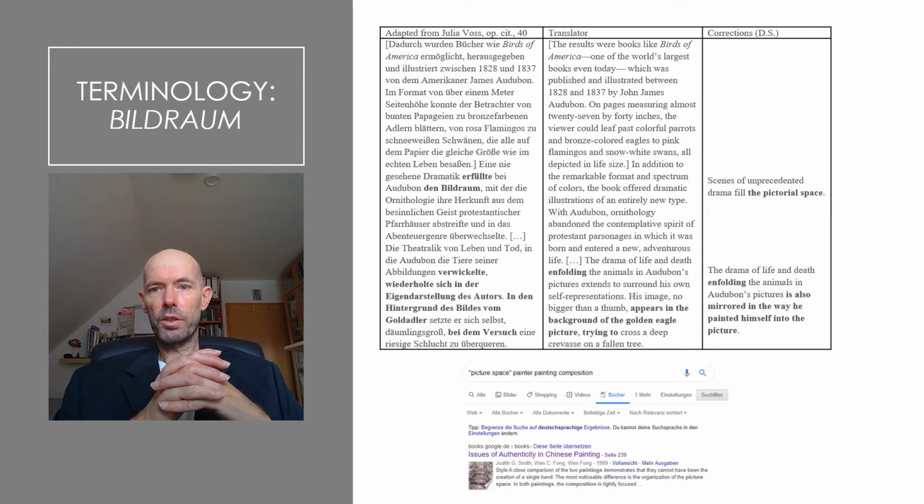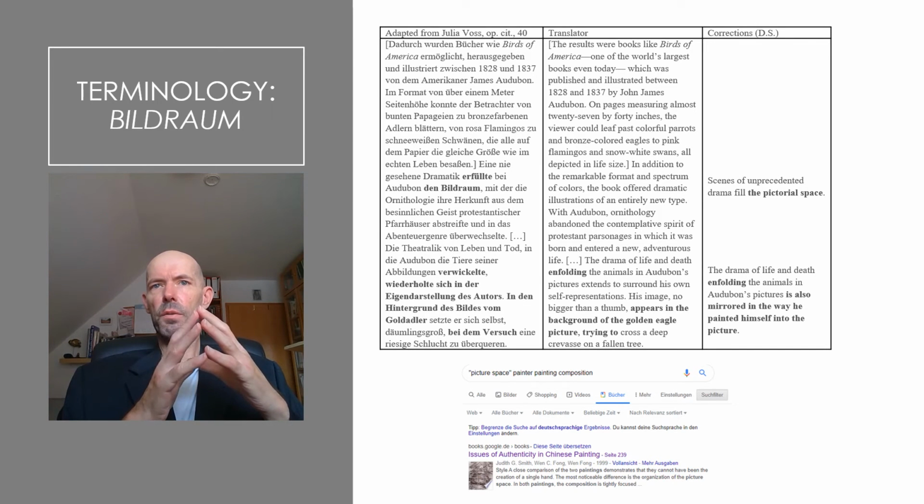And the translation reads, in addition to the remarkable format and spectrum of colors, the book offered illustrations of an entirely new type. With Audubon, ornithology abandoned the contemplative spirit of Protestant parsonages in which it was born and entered a new adventurer's life. The sentence "eine nie gesehene Dramatik erfüllte den Bildraum" must be read as a statement about the artistic composition of the picture. It's not a statement, as the translation appears to suggest, about the content of the book and the new style of illustration it exemplifies.